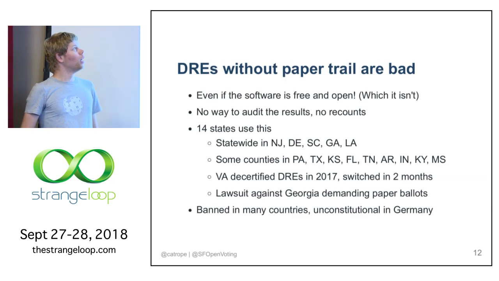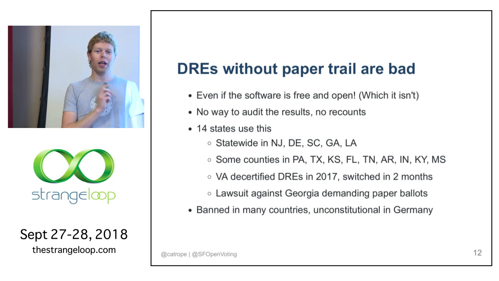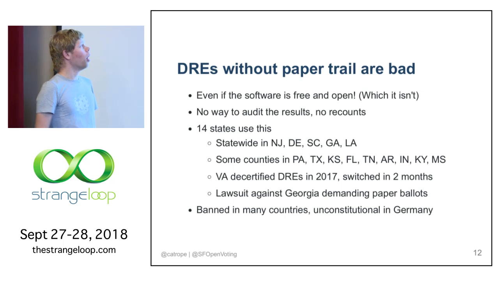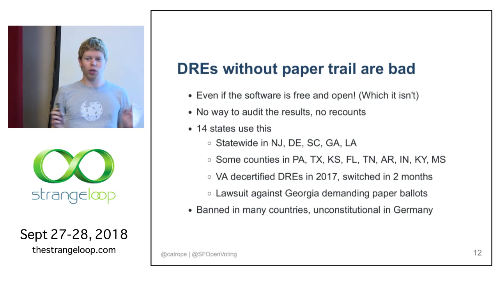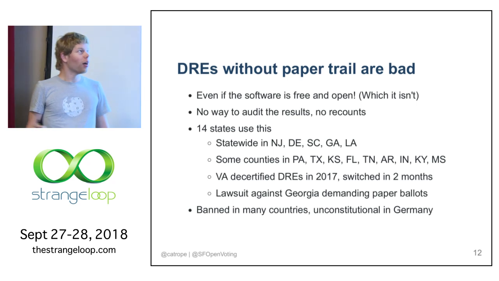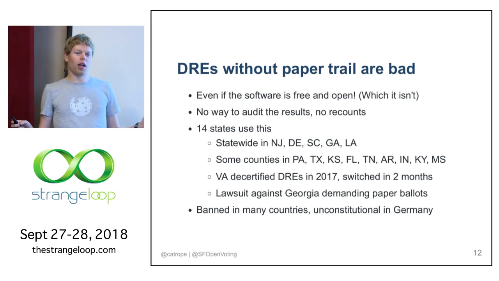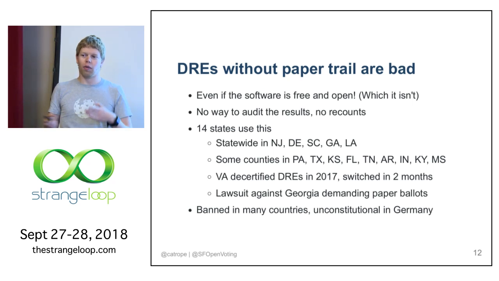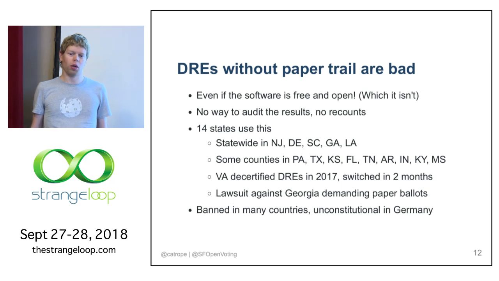So it is hopefully obvious that if you do this without a paper trail, it is a terrible, terrible idea, and you should not do it. It's super unsafe and unauditable. Even if the software was somehow open source, which it's not, let's be honest, there is no way to audit the results. And this is an issue with the lever machines, right? You can't go back and look at every vote because the votes never existed on paper.